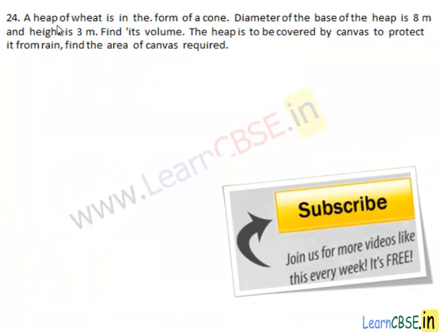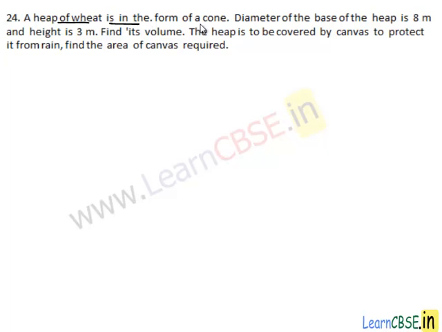Let's move to the next question. In this question, a heap of wheat is in the form of a cone, and we are given the diameter of the base of the heap, that is, the diameter of the base circle of the cone is 8 meters and its height is 3 meters. We have to find its volume, and also the heap is covered by a canvas to protect it from rain. So we have to find how much area of canvas we need to cover the cone. That means we have to find the surface area and volume of the cone. So let's work out the problem.